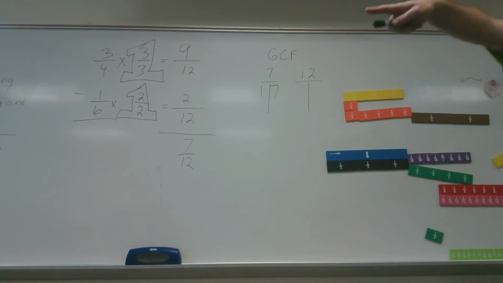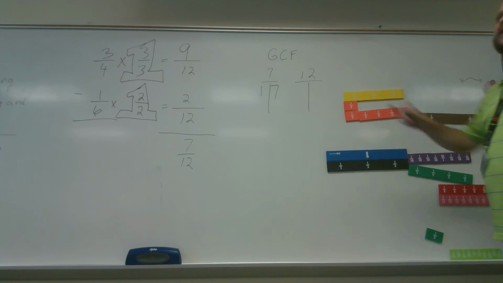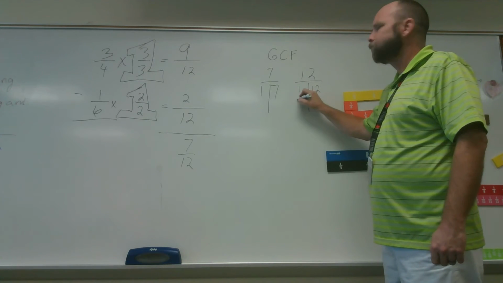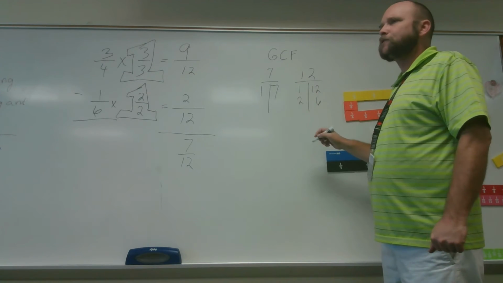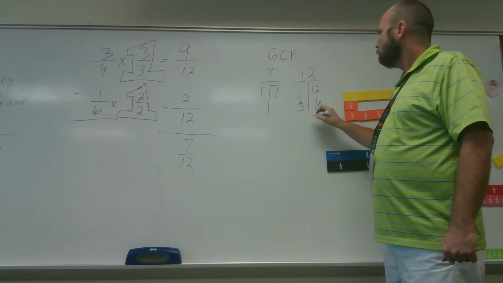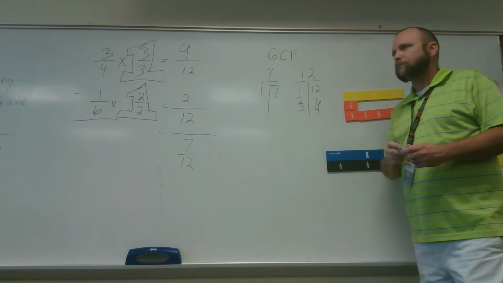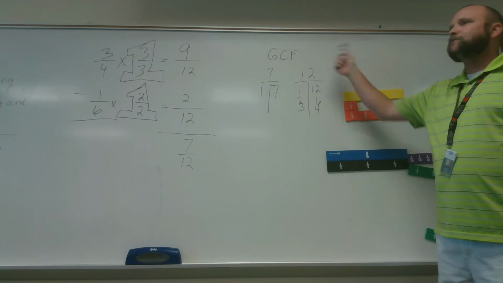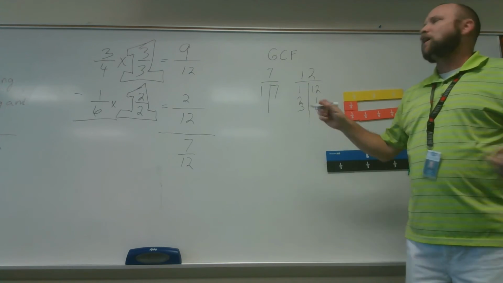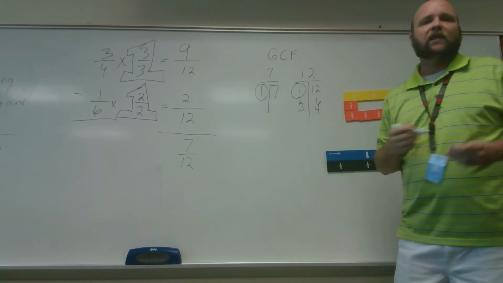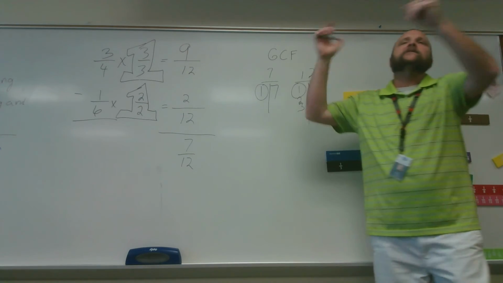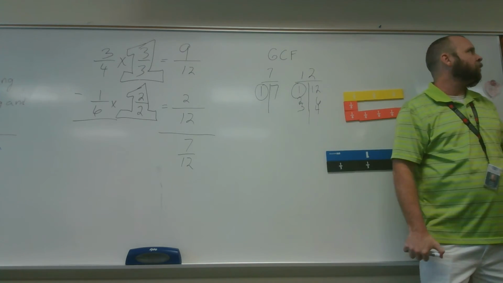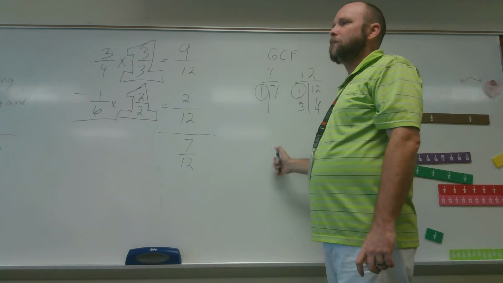Reed, can you tell me the factors of 12? 1 and 12, good. 2 and 6, good. 3 and 4, good. 1 times 12 is 12. 2 times 6 is 12. 3 times 4 is 12. Now, what do they have in common? They have a 1 in common. If all they have in common is a 1, that means it's already in least common terms. It's simplified all the way down to the lowest point it can be simplified.